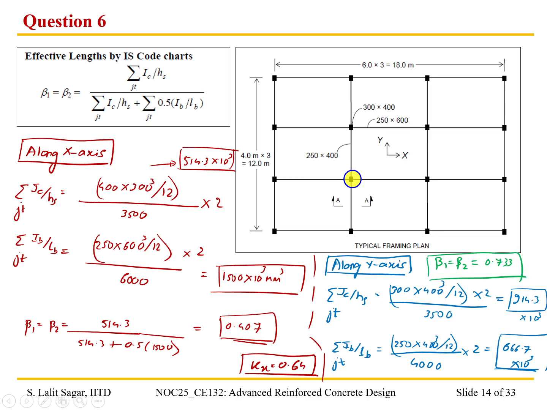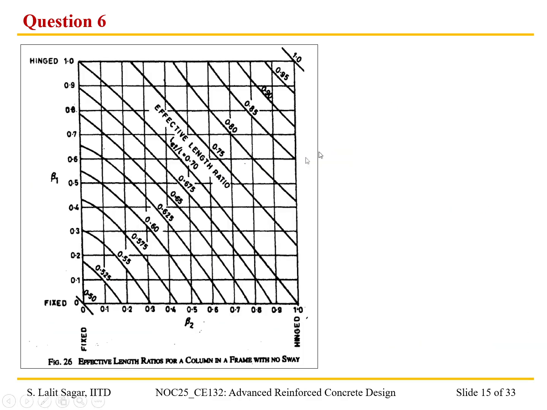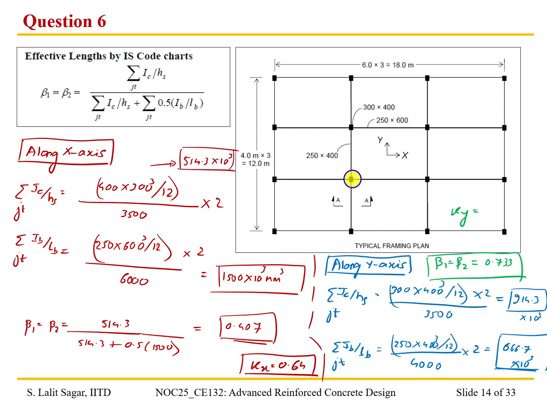Let us go to the chart and find out the value of ky, right? I'm going to write ky over here, 0.73 and 0.73. So the value lies between 0.80 and 0.85. Okay. So let us take the value of ky as 0.82. Okay. Ky is 0.82.